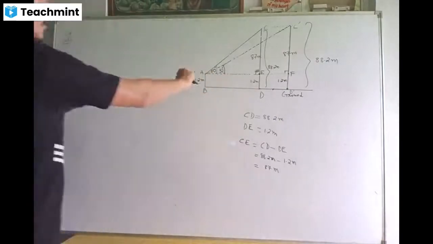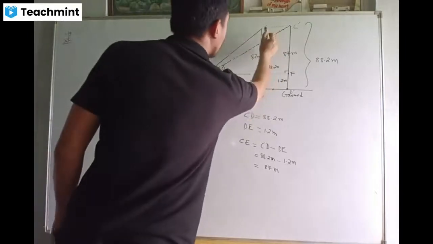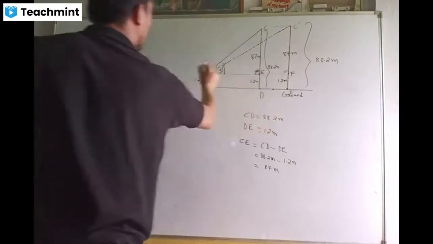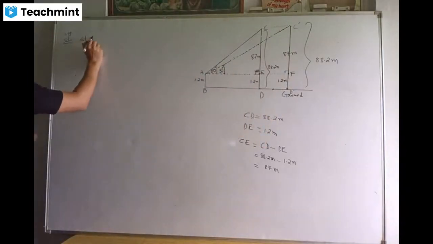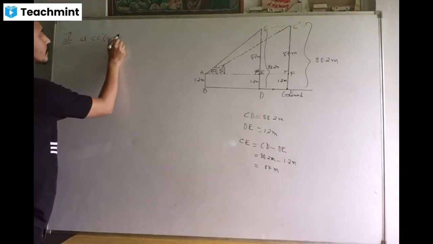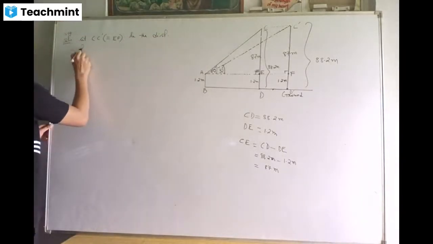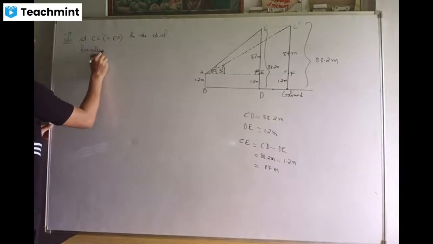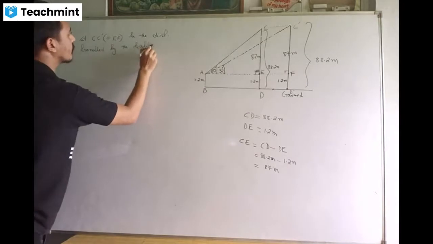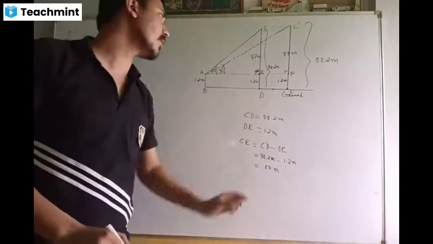Now, our objective is to find out the distance traveled by the balloon, which in the given figure is represented by CC dash or EF. So let CC dash, which is also equal to EF, be the distance traveled by the balloon. That means I want to find out CC dash or EF.